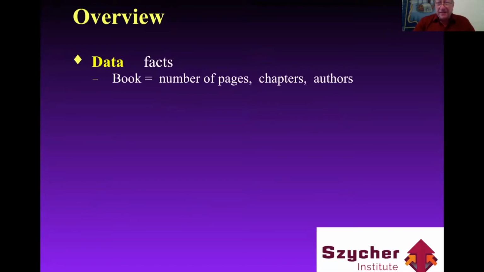What is data? Data is just a bunch of facts. So for example, if we use the example of a book, we can say, well, the book has got this number of pages, it's got this many chapters. Maybe there is one author, maybe there's a series of authors, but that is data.